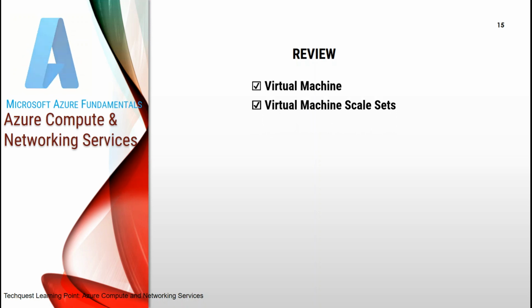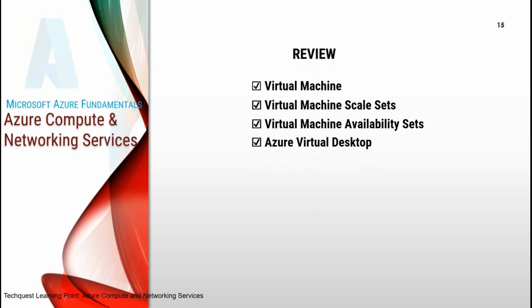Virtual machine scale sets. In Azure, virtual machine scale sets is defined as a feature or tool where you can create and manage a group of identical load balanced VMs. Virtual machine availability sets. Virtual machine availability sets is defined as a tool by which you can build a more resilient, highly available environment.